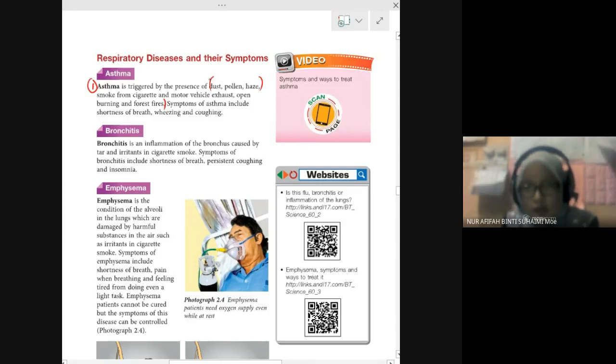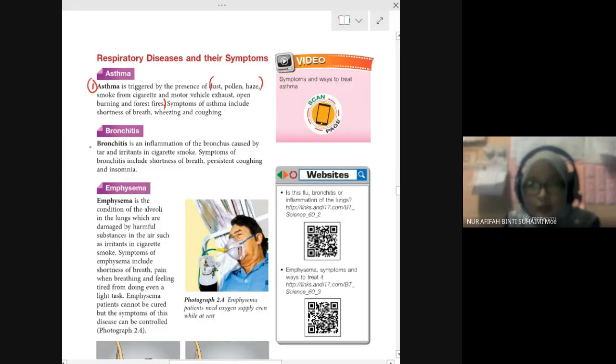Okay. Symptoms of asthma include shortness of breath, wheezing sound when you breathe, and also coughing, batuk. Wheezing, when you breathe, it produces a sound, wheezing sound, and shortness of breath. Sukar nak bernafas, difficulty in breathing.